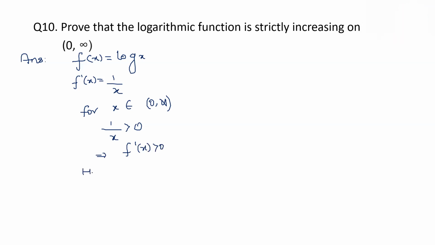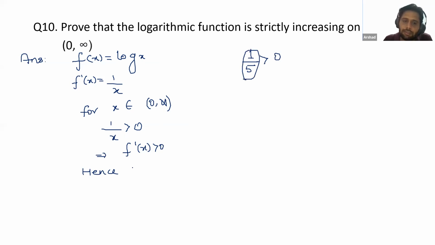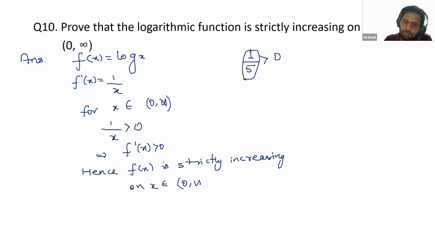So, how is it positive, sir? Give me any value from 0 to infinity. 5. Put 1 by 5. Is it greater than 0? Yes, sir. Okay. So if you put a positive value in place of x, then definitely the whole expression will be positive. Hence, f(x) is strictly increasing on x belongs to 0 to infinity.